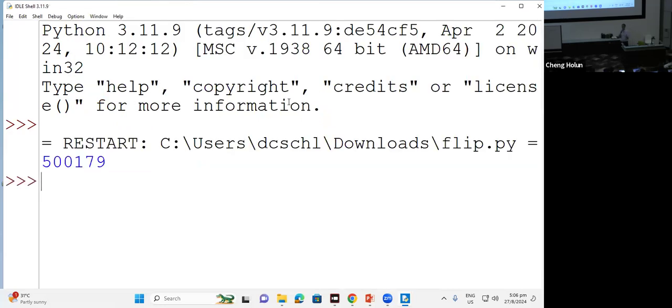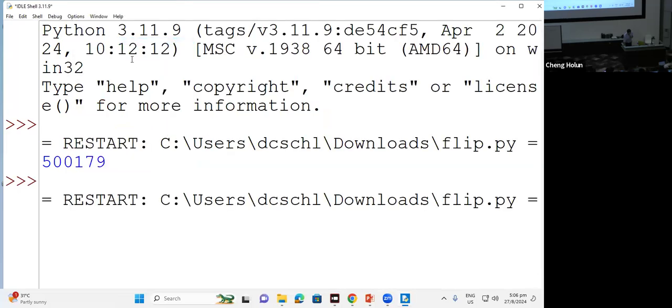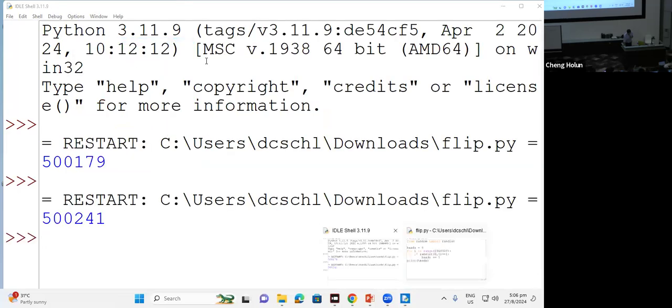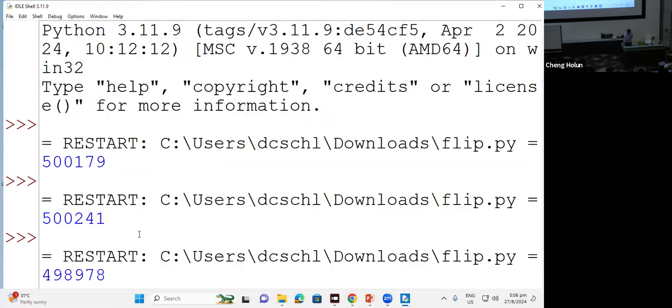So you see, after flipping 1 million times, I have about 500K heads. But this number cannot be fixed. Sometimes it's smaller, sometimes it's bigger. We'll run again. Okay, sometimes it's more than 500K, sometimes it's less. You can even run it 1,000 million times, but I think 1 million times will be good enough.